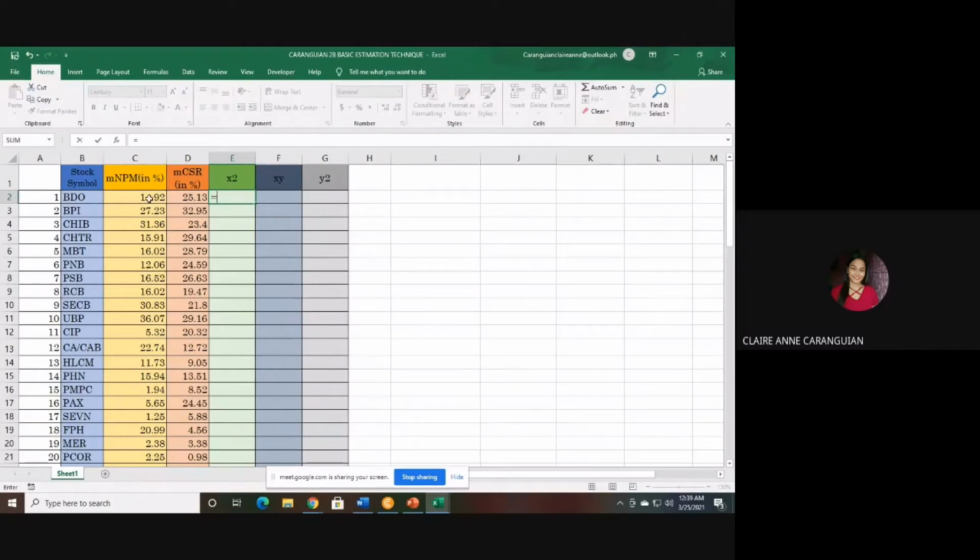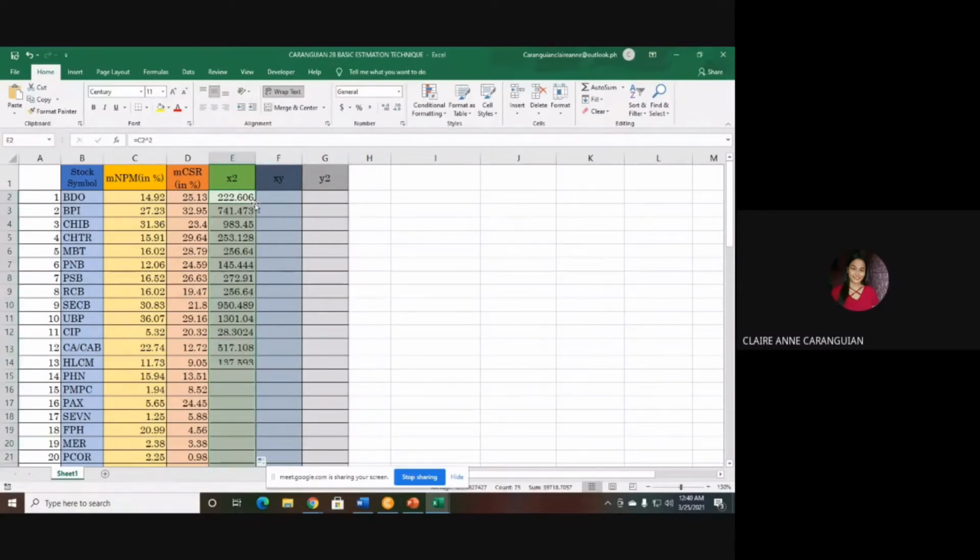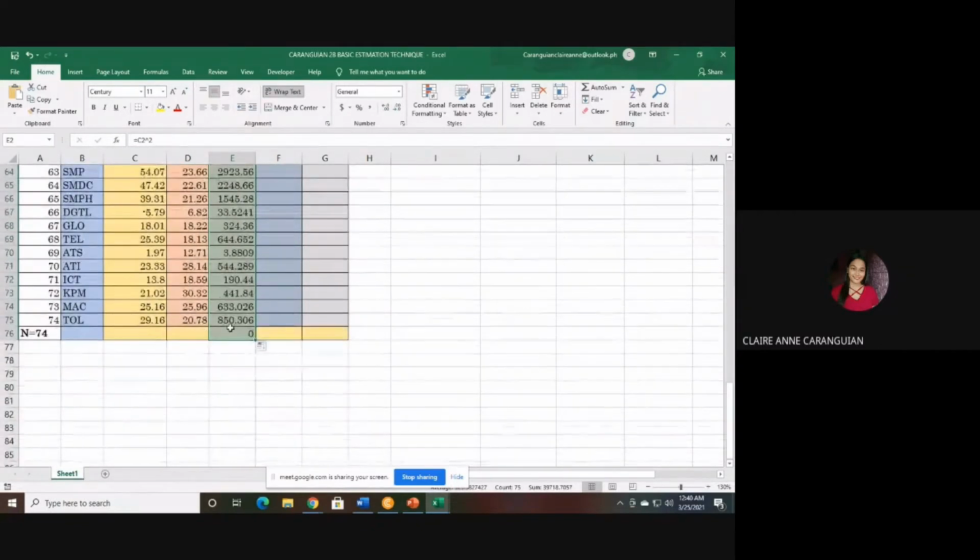Equal sign. This is our x variable, raised to 2, so x squared. To square or raise to 2, you need to press shift 6. Then enter. If you do this manually, 14.92 squared is 222.606, which is time consuming. So in Excel, you just double click, and there is an answer all the way down.